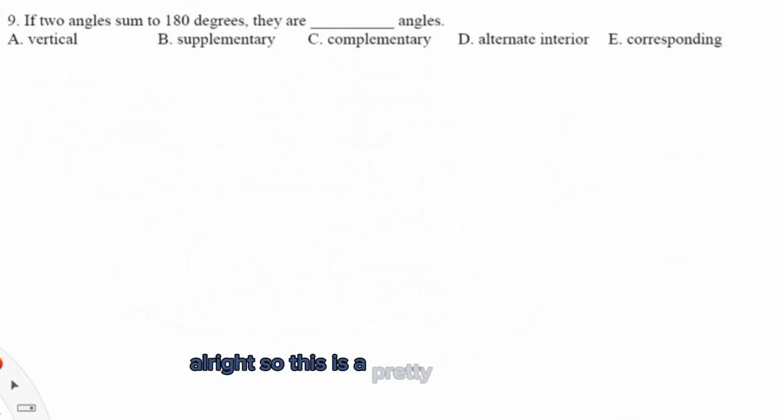Next, if two angles sum to 180 degrees, they are blank angles. Alright, so this is a pretty simple problem. It's just a math theory problem. So I actually have a separate video on this just for supplementary and complementary angles. But anyways, let's finish this.